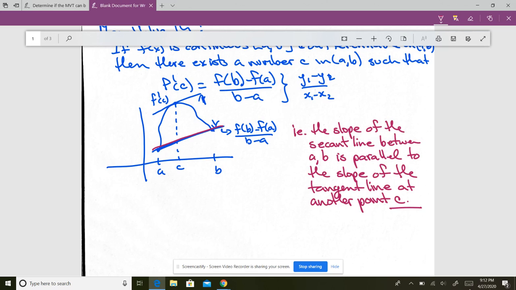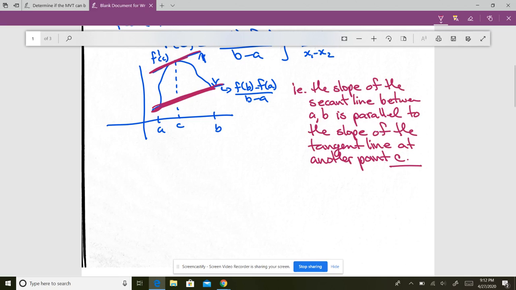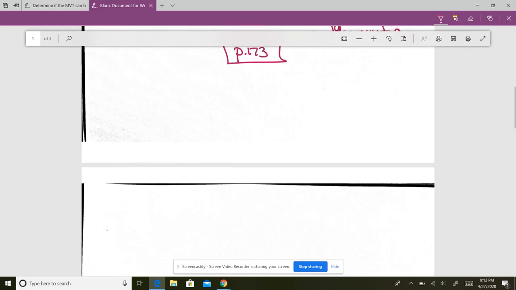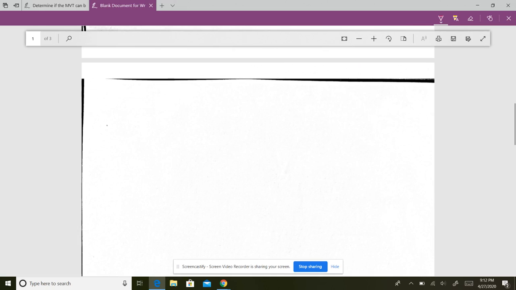Alright, so the slope between the two endpoints, this line, will equal the slope of at least one other point on the graph. There could be others, but in this case, it's just one. If you want a practical example of how this works, you can look in the book, page 173, there's a police car example. It's actually pretty good. But I'm going to show you the more mathematical stuff you would be expected to know how to do.